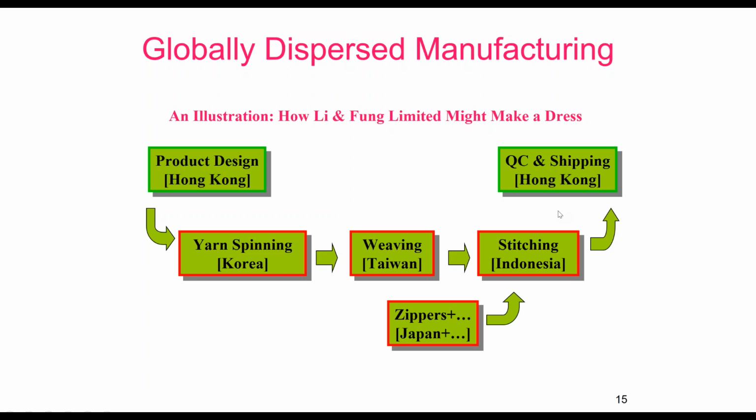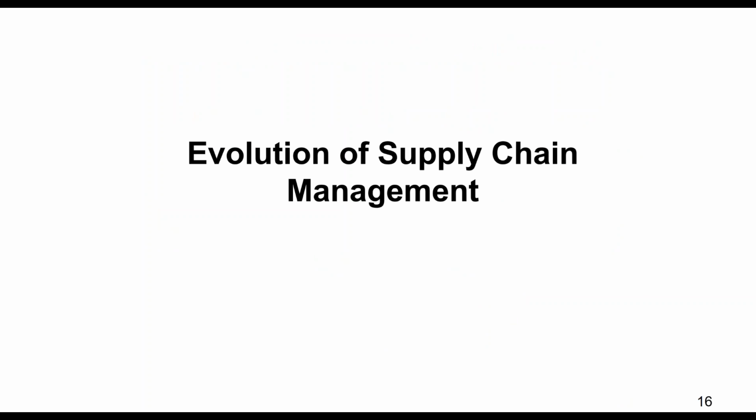So different countries are involved, which means it's very difficult to ensure that all these people sitting in different countries are going to maximize their profit when Li Feng is also going to have maximum profits and maximum revenues to the end user. Very difficult situation, but still people do manage this by the use of information technology, by modeling the supply chain over and over again. Evolution of supply chain management.